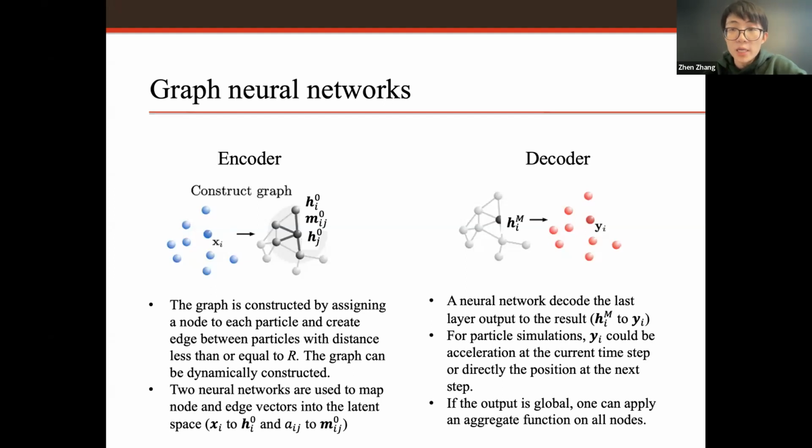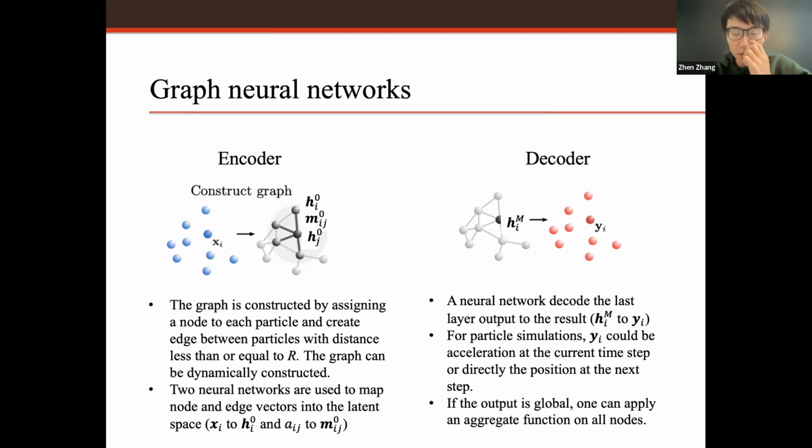And for particle simulations, this output y_i could be the acceleration at the current time step. Then based on this y_i, you apply, for example, a numerical integrator to give you the position and velocity information in the next time step. Or it can directly output the result at the next time step. So both cases are doable. And so this is for particle simulations.